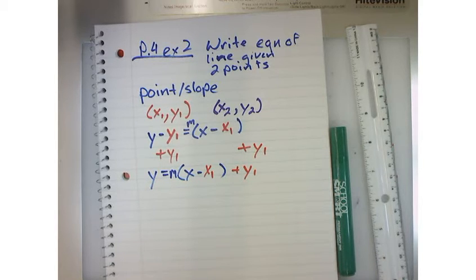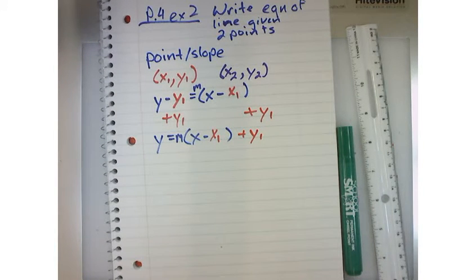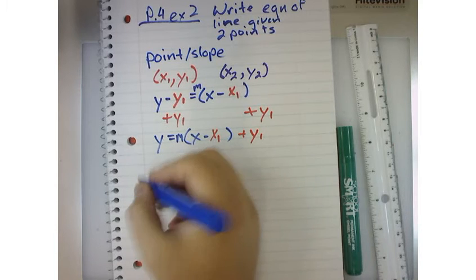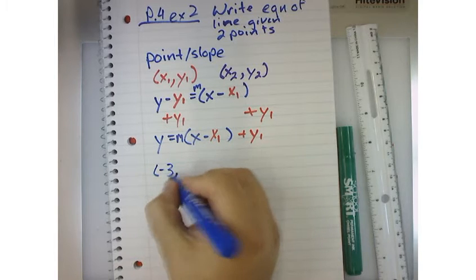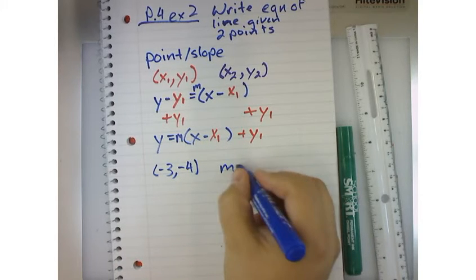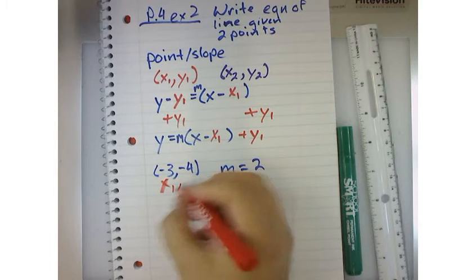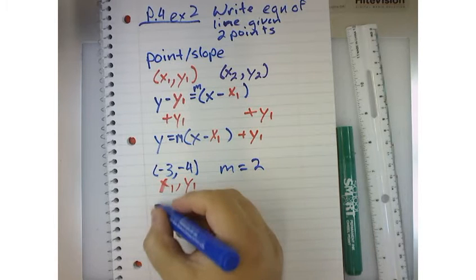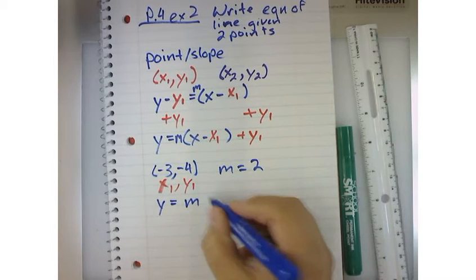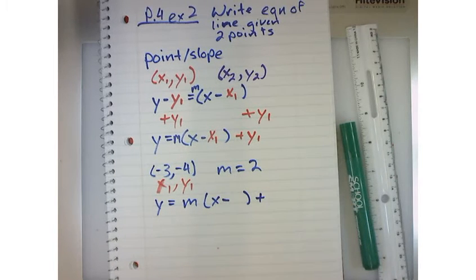Alright, so now in example number 2, they give us the point and the slope, so we just have to plug it in. So they say, write the equation of the line that goes through the point -3 comma -4, and it has a slope of 2. So since they've only given us 1 point, this is my x sub 1 comma y sub 1. And so to plug that in the formula, my formula is y is equal to m times the quantity x minus x sub 1 plus y sub 1. Alright?